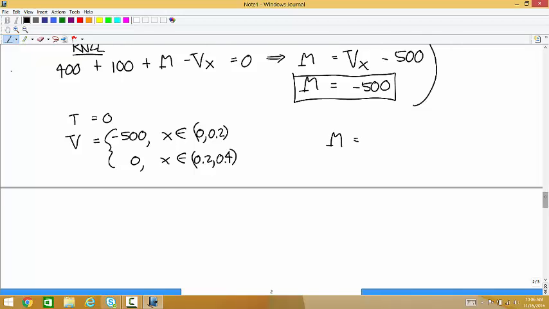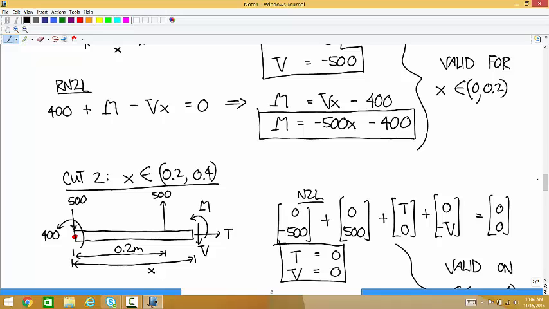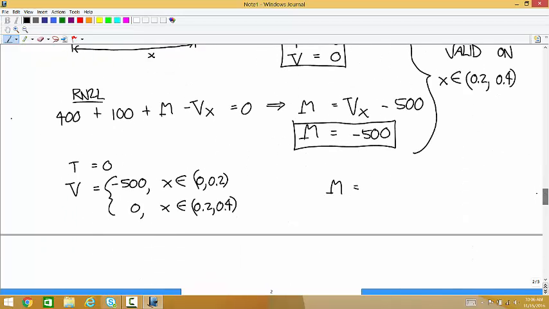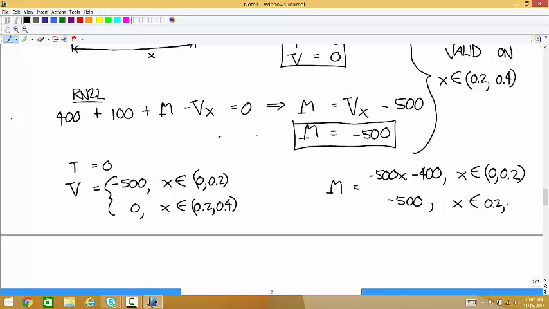And m is negative 500x minus 400 for x between 0 and 0.2, and negative 500 for x between 0.2 and 0.4.